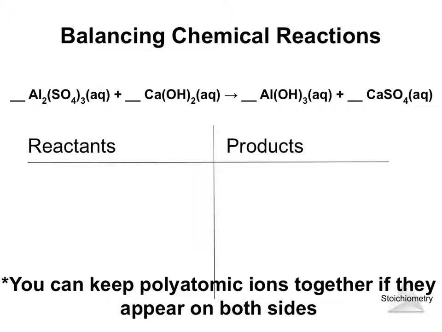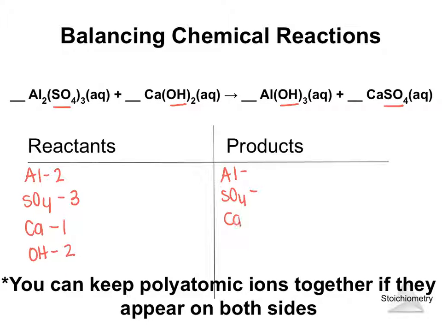One last scenario is polyatomics. And you can keep the polyatomics together if they appear on both sides of the equation. So when I'm making my list of reactants and products, I'm going to make aluminum. And then since SO4 is on the reactants and in the products, I'm going to list it as one thing. And since it's in parentheses, I've got 3 of those. Calcium. And then again, hydroxide is on both sides, OH. So I'm going to list it as one thing. And it's just going to cut down on the number of elements that you need to balance.